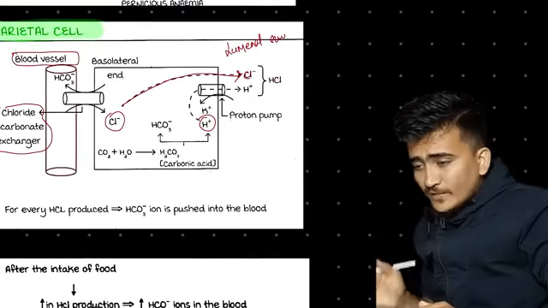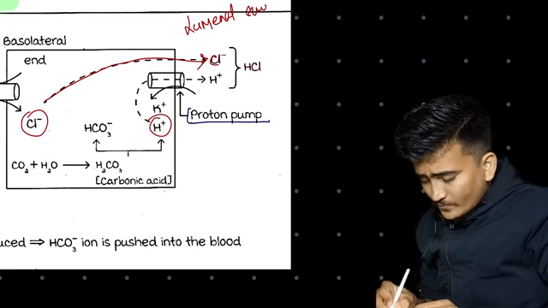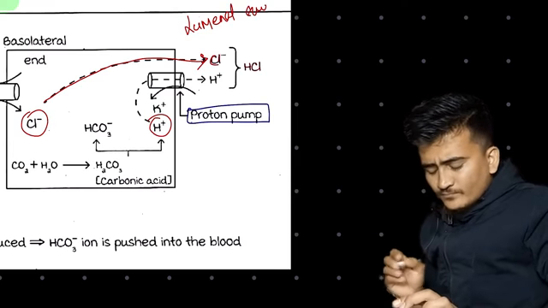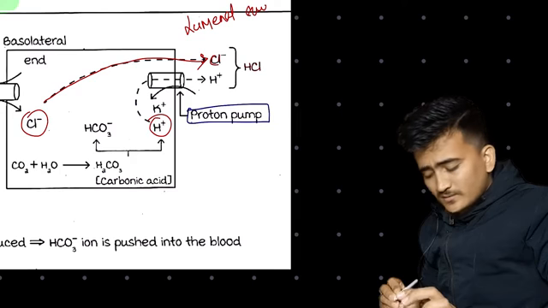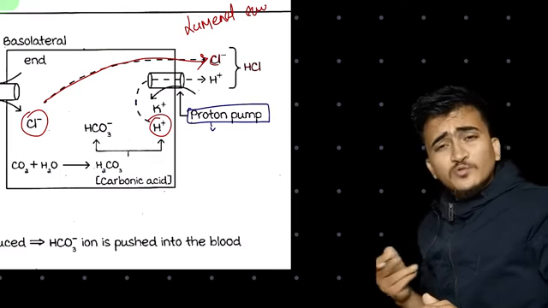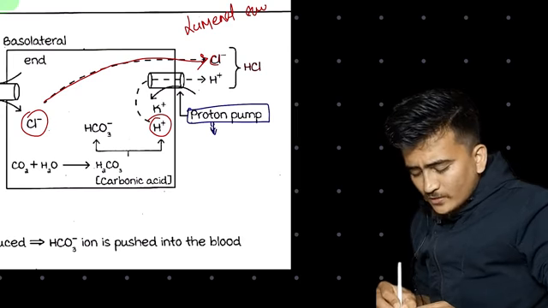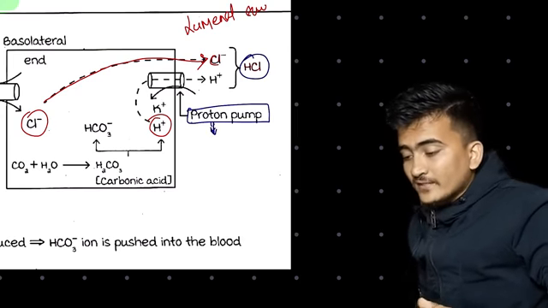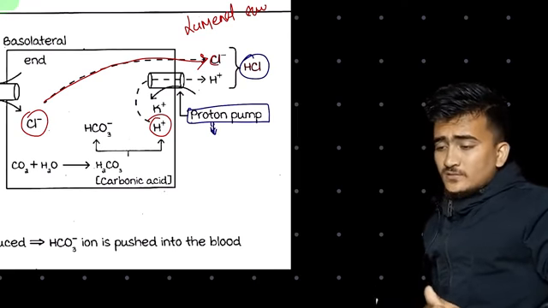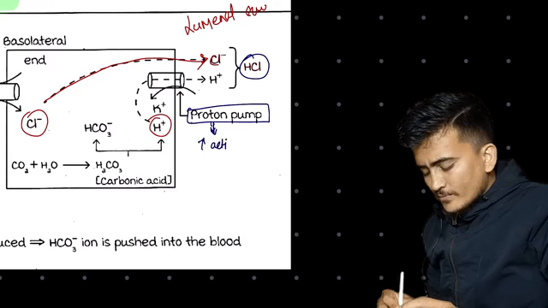Now let us move toward another thing. What we can mention right here is that as the proton pump becomes more active, there will be more production of HCl, right? That's right. Now let us see the different conditions in which there will be activation or an increase in the activity of the proton pump.